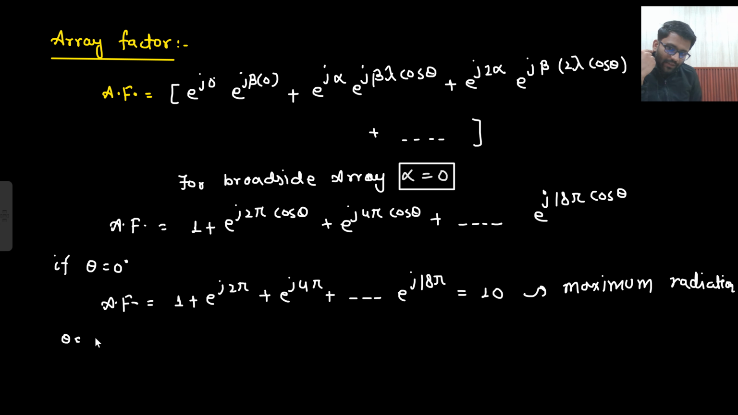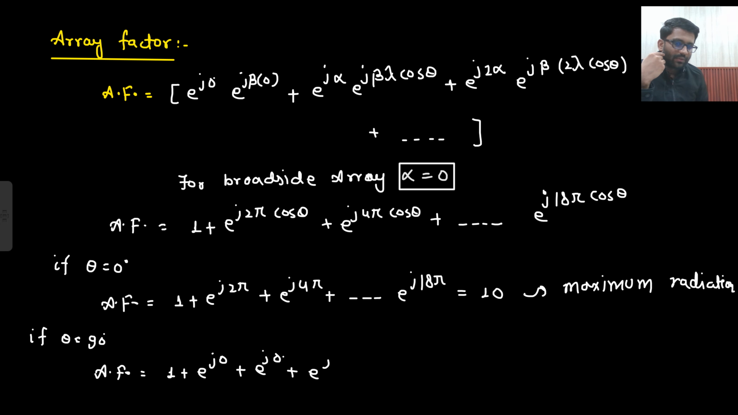Now let's check at theta equals to 90 degree. So the array factor is 1 plus e to the power j, what is cos 90? 0. Again cos 90 is 0. In that manner 0, 0, 0, 0, 0. So what are you getting? Again 10. Maximum radiation.